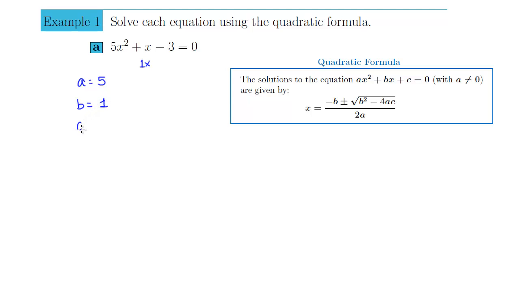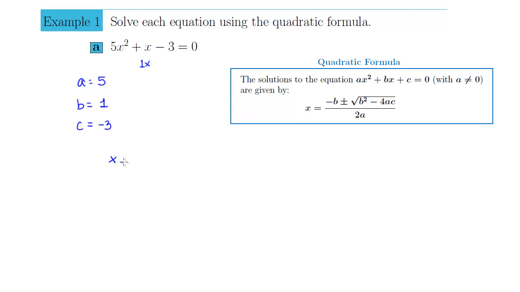And c is our constant term. In this case, our constant term is negative 3. So our values for a, b, and c are 5, 1, and negative 3. We now place these values into our quadratic formula.